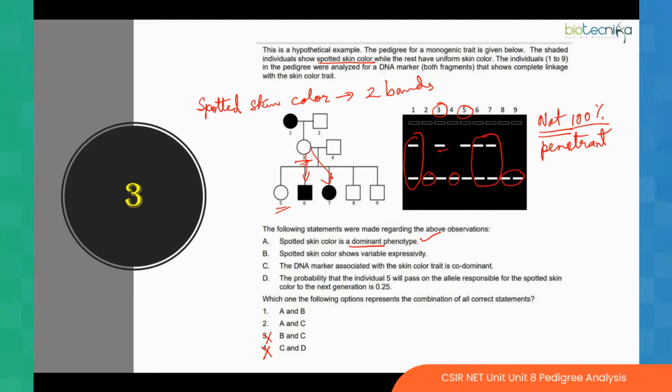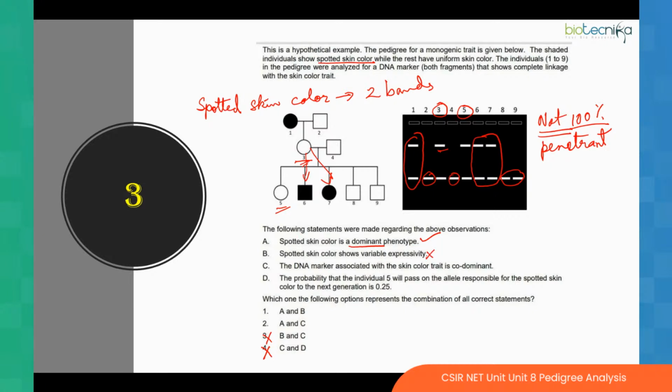So when we look for penetrance, we have to analyze the entire population. So there will be individuals in the population who have the potential, means who carry the mutant allele, but still the mutant phenotype is not produced. Expressivity is detected at the individual level only. If there is a different level of spotted skin color, like some individuals have highly spotted skin color, some individuals have mildly spotted skin color, that would have been variable expressivity. But because no such information is given here, we don't know about variable expressivity. Okay, so statement B is incorrect.